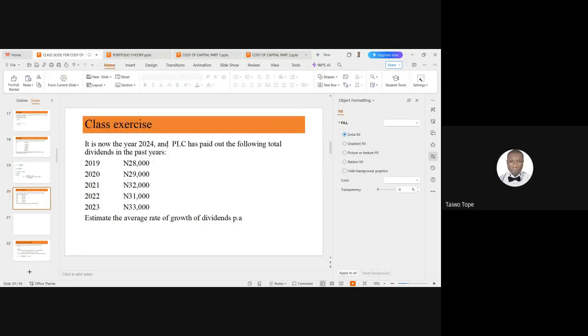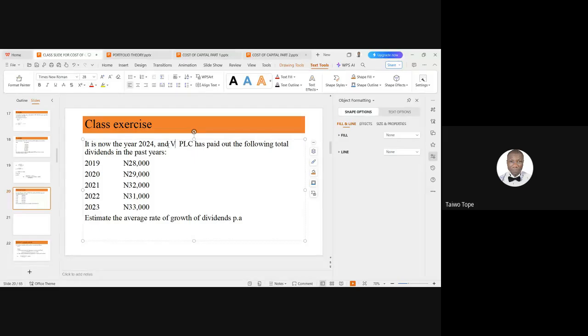So this is a question now. It is now the year 2024, and VPLC has paid out the following dividends in the past years. Estimate the average rate of growth of dividend per annum. Can we solve? So what is the answer now?